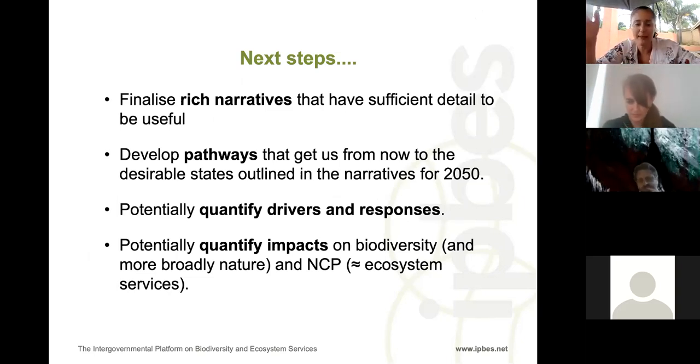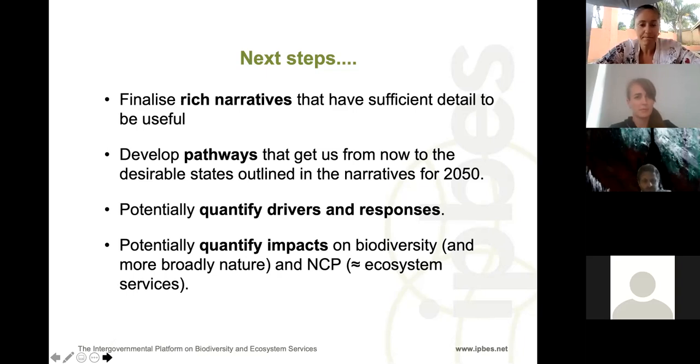What are the things that need to happen? And at the same time as developing the illustrative narratives, we also developed some baseline historical-to-present narratives. So we have that present baseline from which we can start to develop these pathways, to look at potentially quantifying drivers and responses, and then also quantifying impacts on biodiversity and nature's contributions to people. So that's bringing in the modeling community to see if we can make an alignment between these different processes.